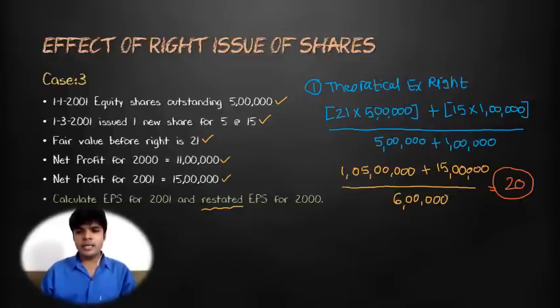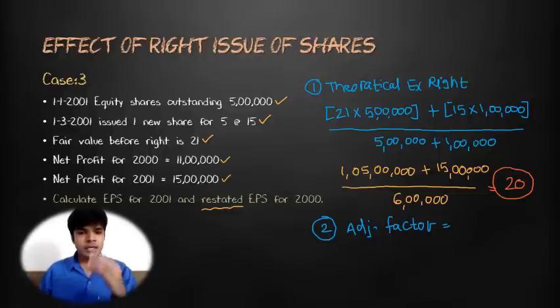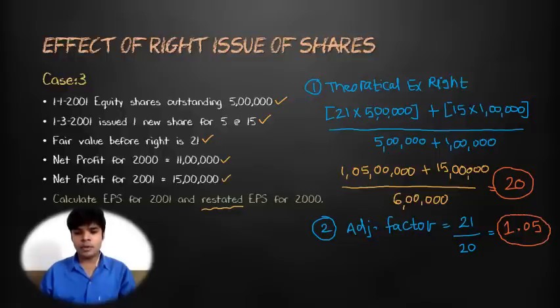Now what will be the second step? The second step is to find out the adjustment factor. Now what is this adjustment factor? The formula to find out adjustment factor is market price of share before rights issue, which is 21 here, divided by theoretical ex-rights price, which we found out in step 1 as 20. So the answer is 1.05. So this is again a very important step for stating EPS. Theoretical ex-rights price, which we found out 20, and the adjustment factor, which we found out 1.05.